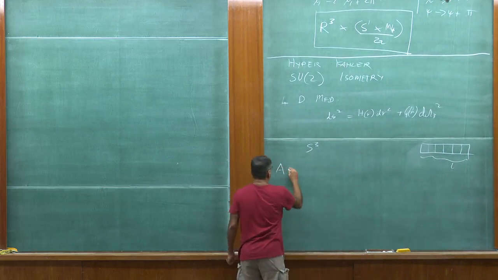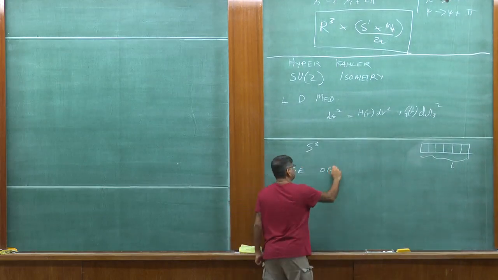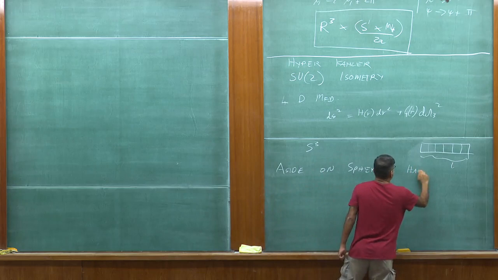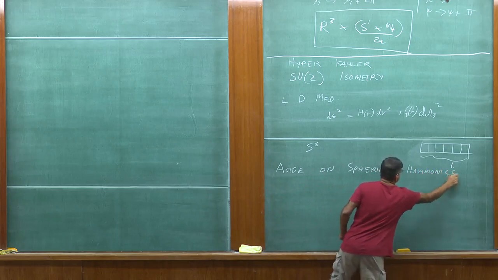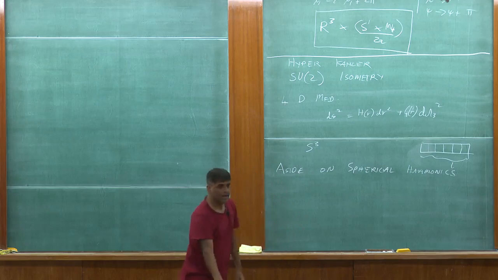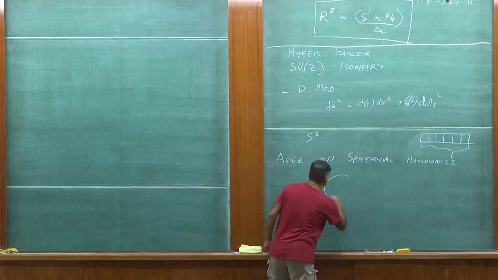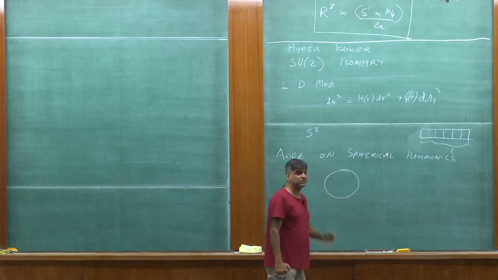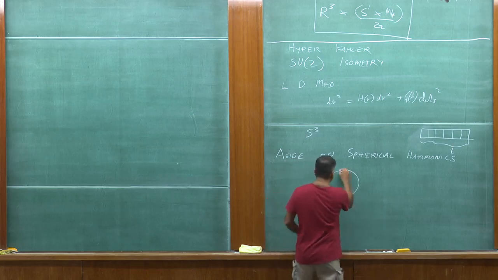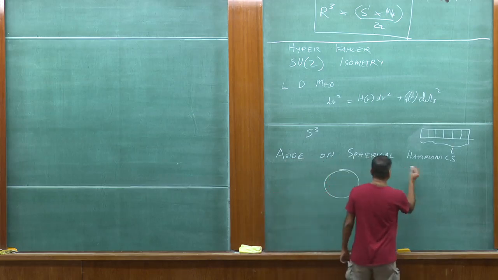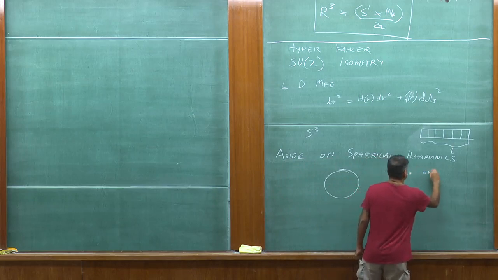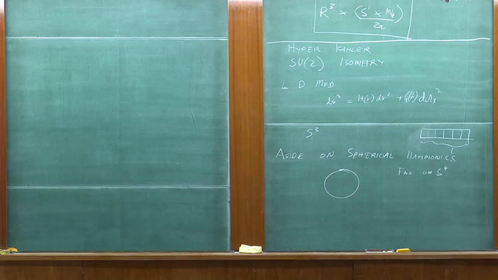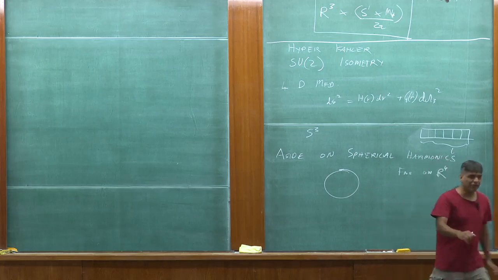Okay, so this is an aside on spherical harmonics. Okay? Suppose I want to think of all functions on an S3. Okay? One way of thinking of it goes as follows. You see, functions on an S3 are the same as functions on R4 and then restricting to the unit sphere.